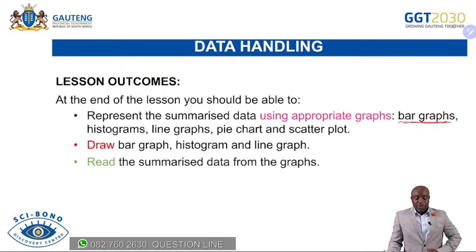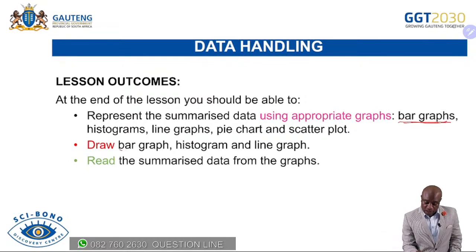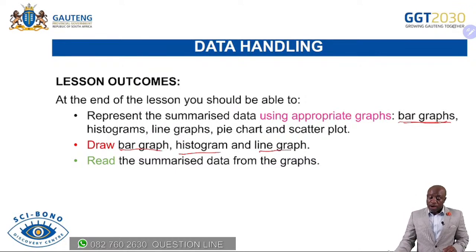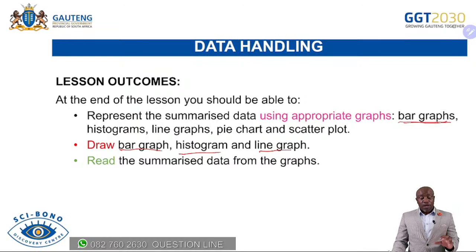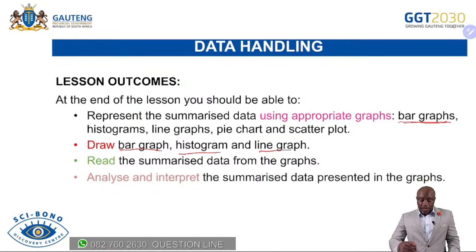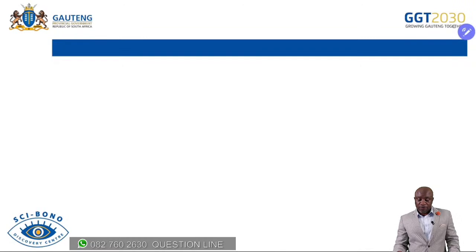So when we draw a bar graph, a histogram, a line graph, we expect you to draw these, by the way. We don't expect you to draw a pie chart. So pie charts, you only interpret. And the other one that you interpret is the box and whisker. And from there, we expect you to read the data that is contained in those graphs and analyze it and interpret the summarized data.